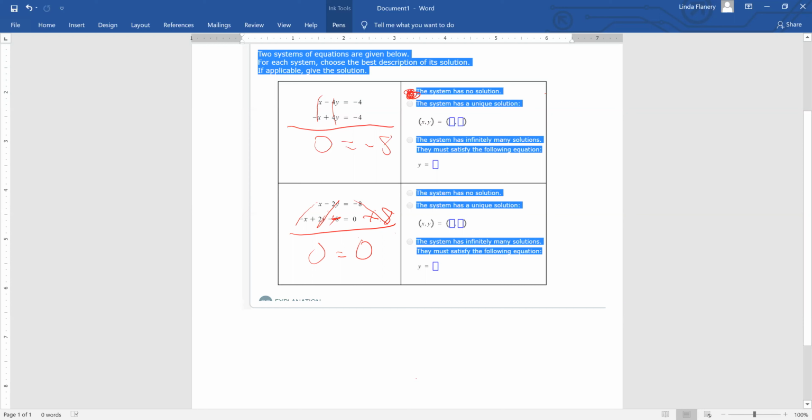When you get 0 equals 0, that's when you have the system has infinite many solutions and you have to rearrange and solve one of your equations for y. So if I just take the top one, x minus 2y equals negative 8. I'm going to move my x to the other side. So negative 2y is going to equal a negative x minus 8.